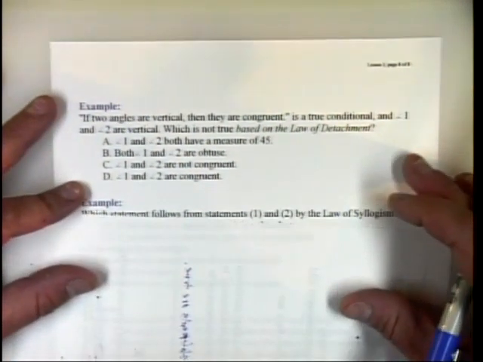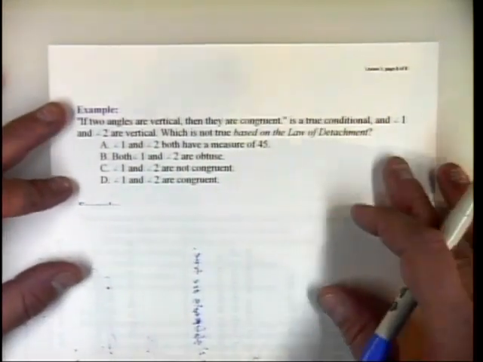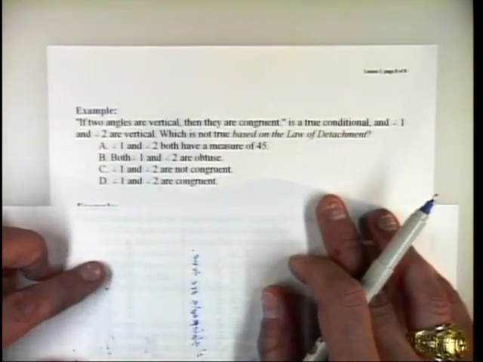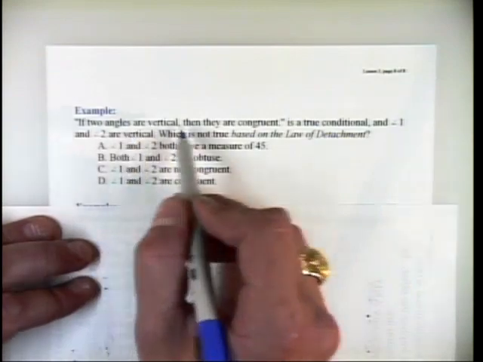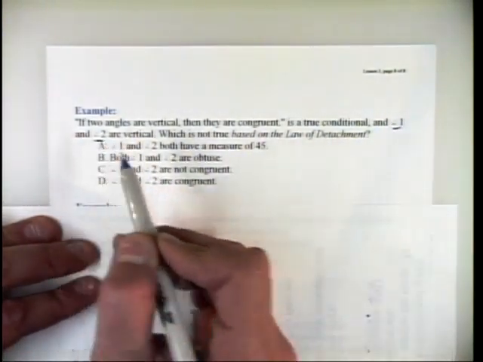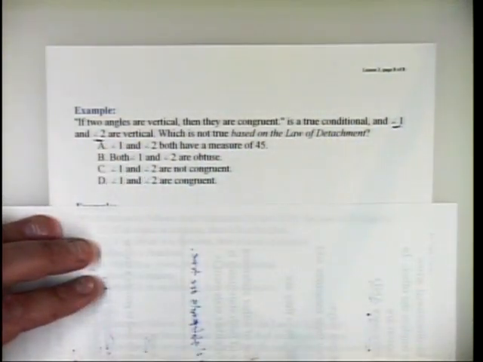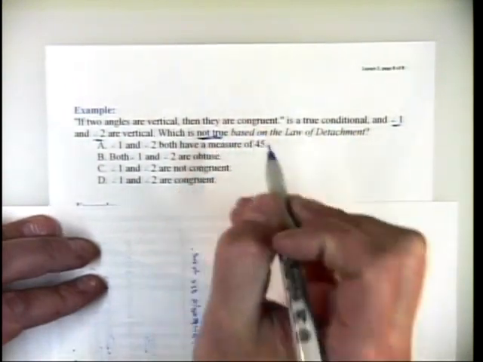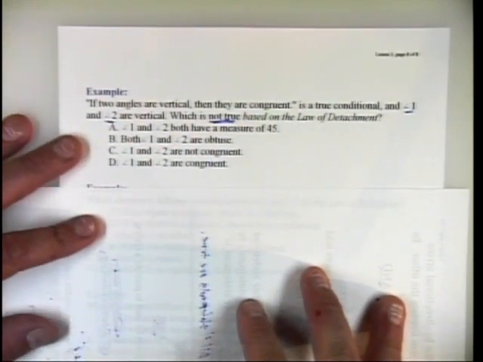If two angles are vertical, then they are congruent. If that's a true conditional, and we do have two vertical angles, say angle 1 and angle 2, so by the law of detachment, which one is not true? We're trying to find the false one. Let's go through all these and just see if they're true or false.